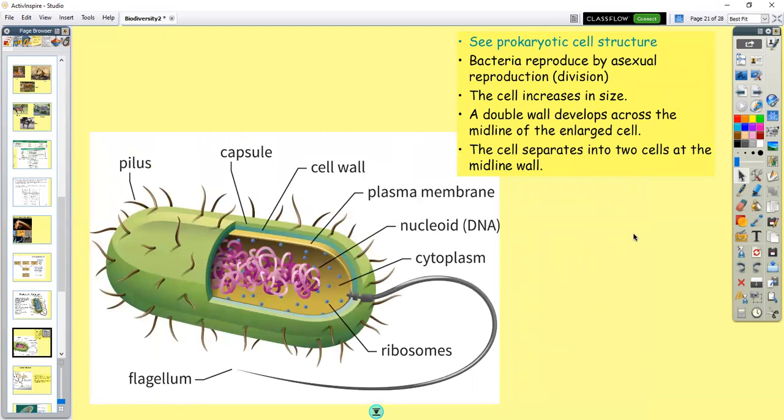There's some others. You can pause the video to take a look at those. They may have flagellum, etc. as well. They may have a slime capsule around the outside. So those are the sort of simplest organisms, if you like, in terms of kingdom prokaryotes.